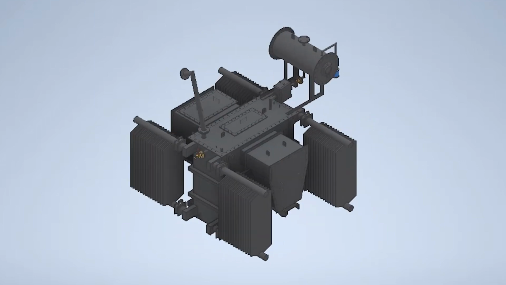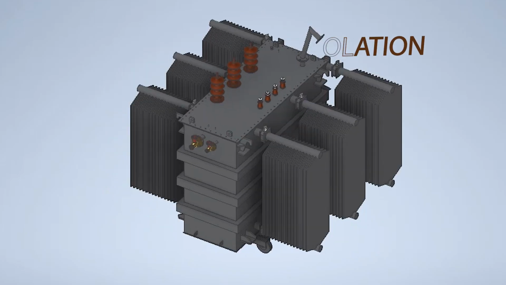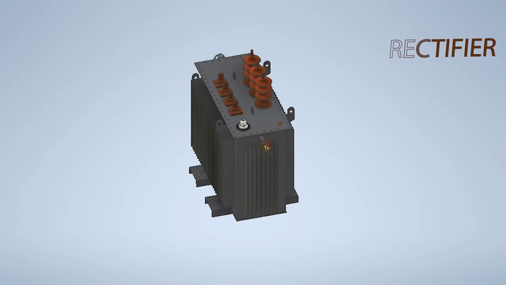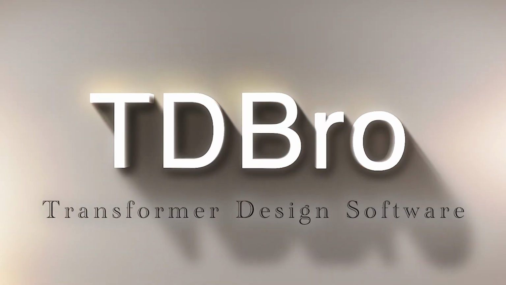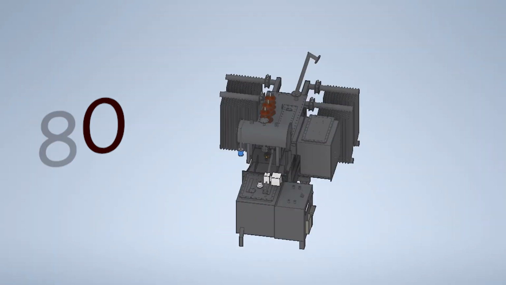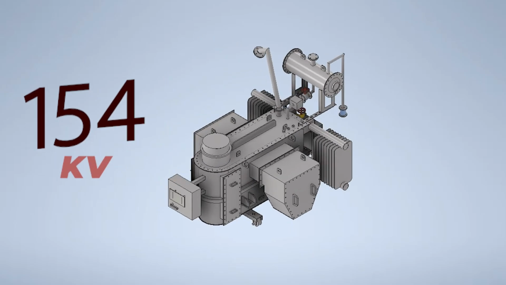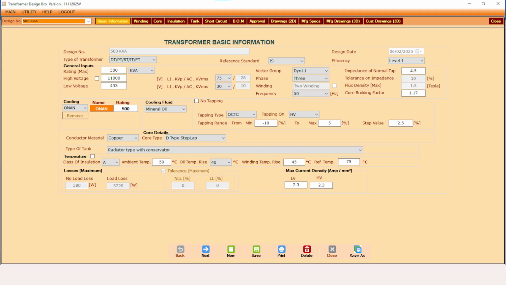Transformers to be designed can be for distribution, for power, isolation, unit auxiliary, earthing, rectifier, and for solar or UPS applications. TDBro software outputs designs for transformers of rating up to 80 million volt amperes, having maximum HV winding voltage of 154 kilovolts. With TDBro, designing transformers has never been so easy.